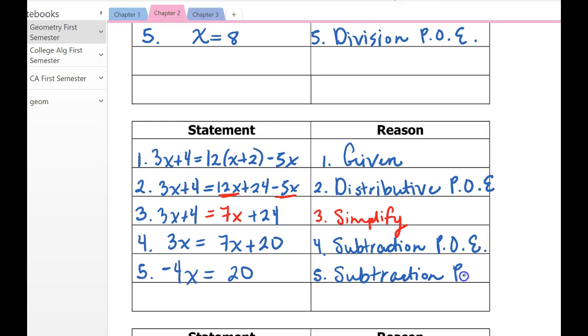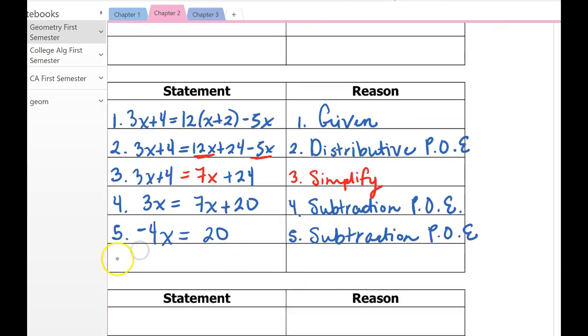Property of equality. And then finally, number 6. What would we do at the end here? Divide, yes. So we would have x is equal to negative 5. And what property allowed Christian to say that? Peyton? Division. That's exactly right. So that's our justification. That is our reason.